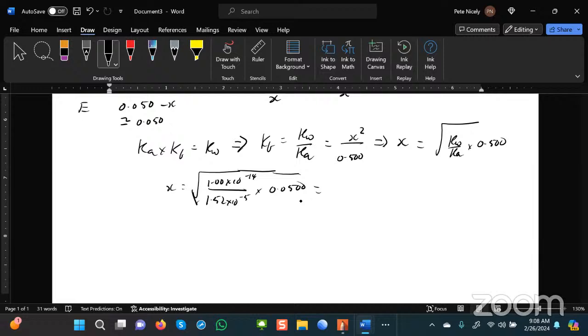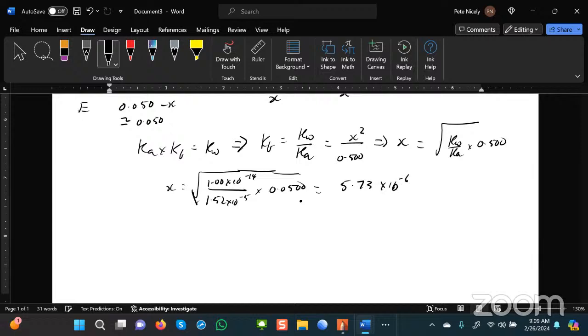So let me do that calculation. 1 times 10 to the minus 14, multiplied by 0.05, divided by 1.52 times 10 to the minus 5, and then find the square root of that. Okay, so according to my calculation, this works out to be equal to 5.73 times 10 to the minus 6, all right?